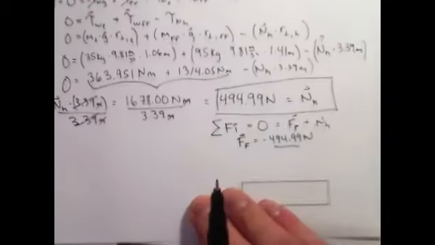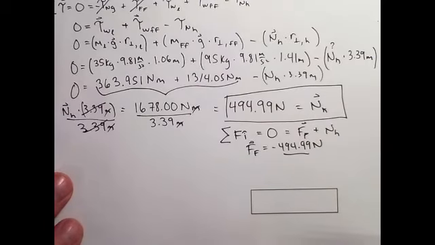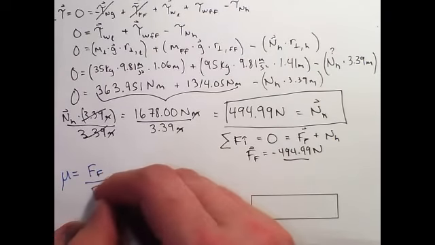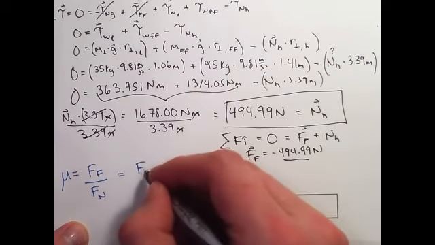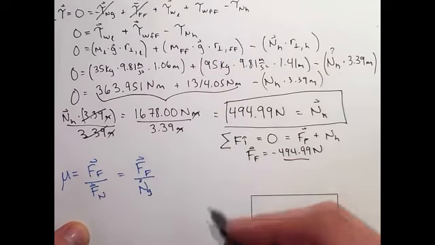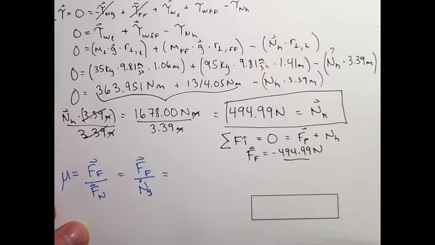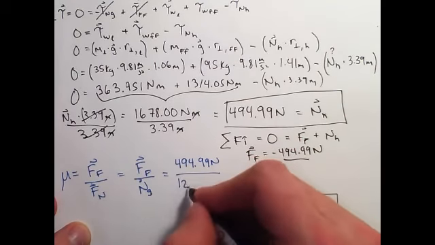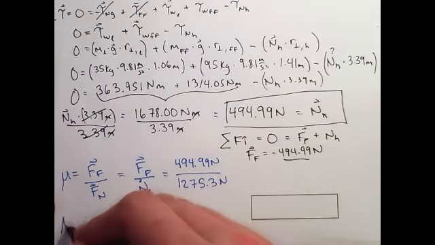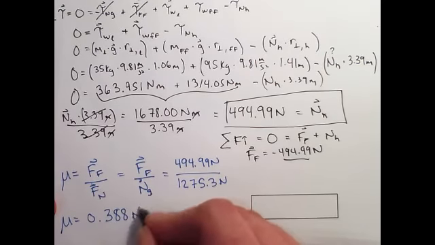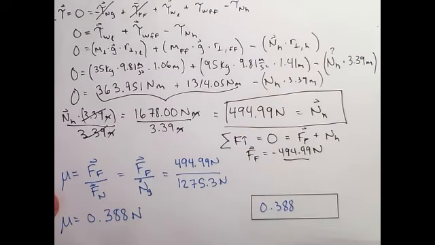So finally, we can solve this question because we know the coefficient of friction is equal to the force of friction divided by the normal force acting. So in our case, it's the force of friction, vectors on here, the normal force due to the ground. You just use absolute values because the direction is irrelevant for the coefficient. So the force of friction is 494.99 newtons. And the normal force for the ground is 1275.3 newtons. Mu is equal to 0.388. Sorry, not newtons.